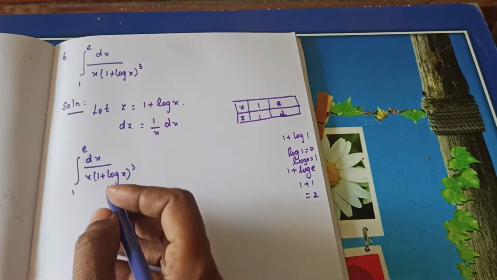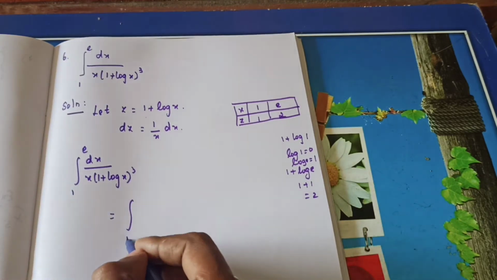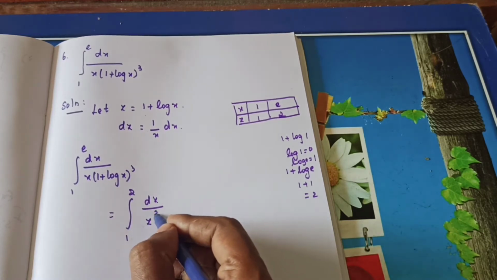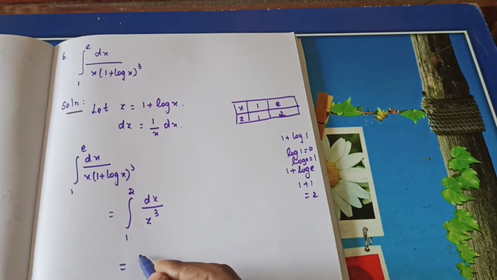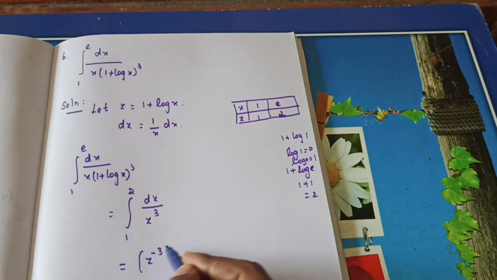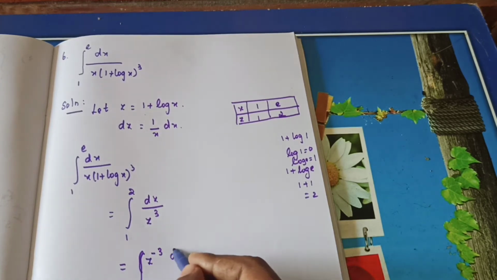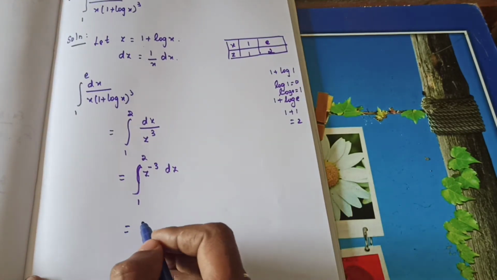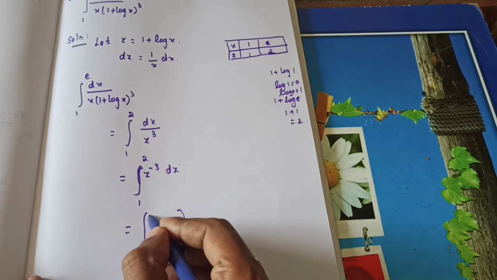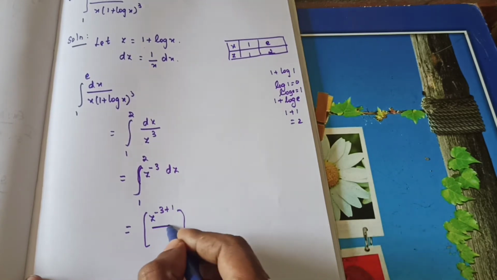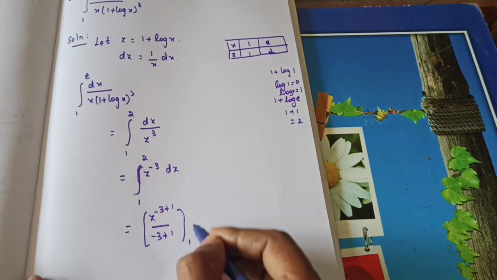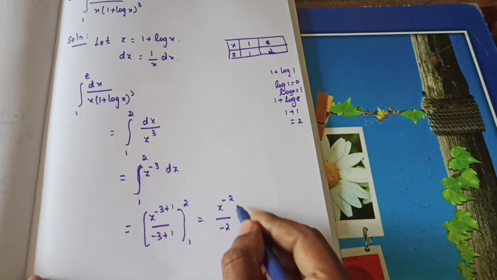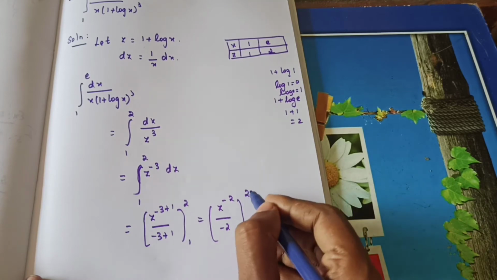Now you can substitute the new limit here. Integral of 1 to 2, substitute dz by z cube. Correct? So bring this z up. So what's the value we'll get? Integral 1 to 2, z power minus 3 dz. So now integrate it. So z power minus 3 plus 1 divided by minus 3 plus 1, limit is 1 to 2. So z power minus 2 divided by minus 2, limit is 1 to 2.